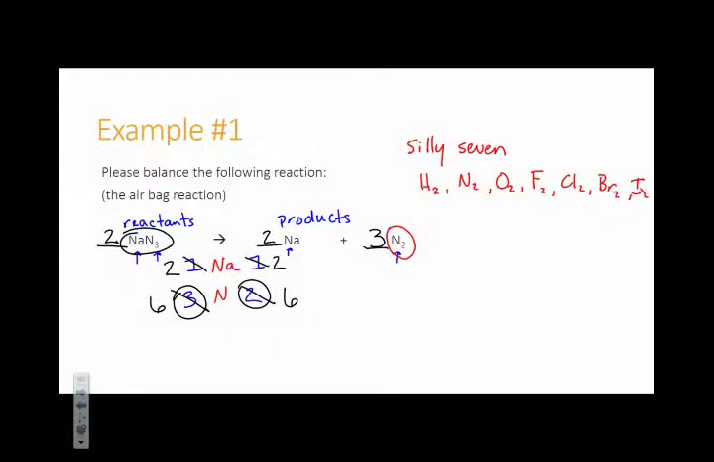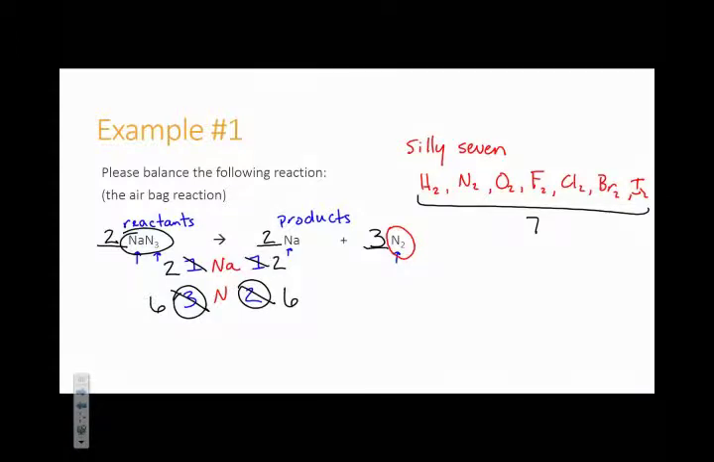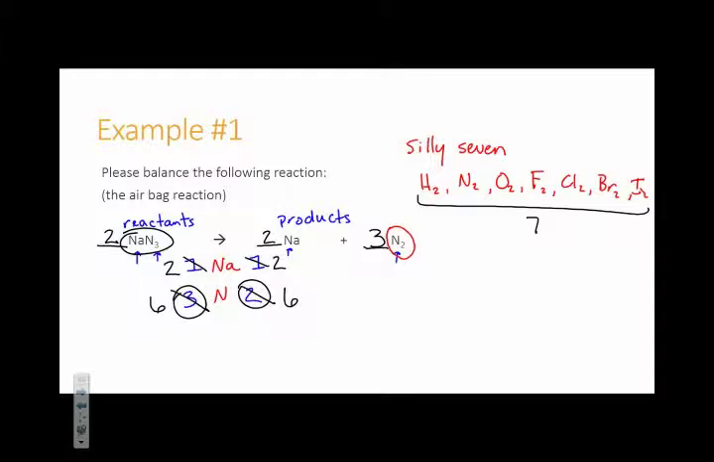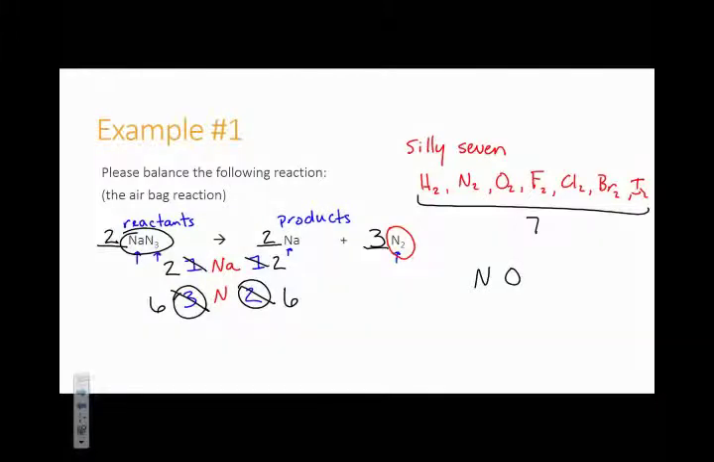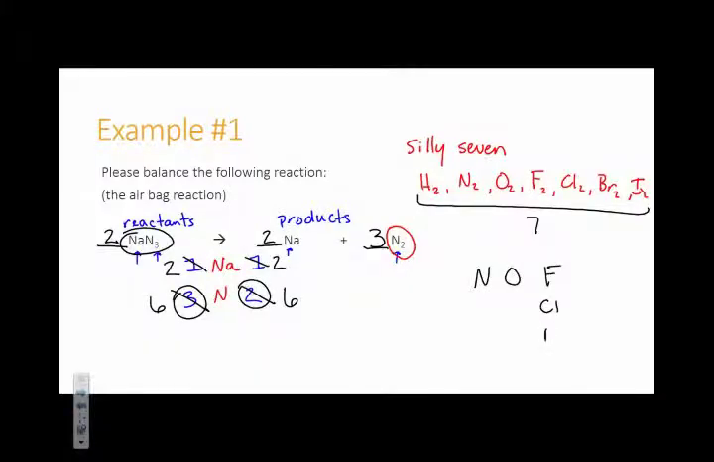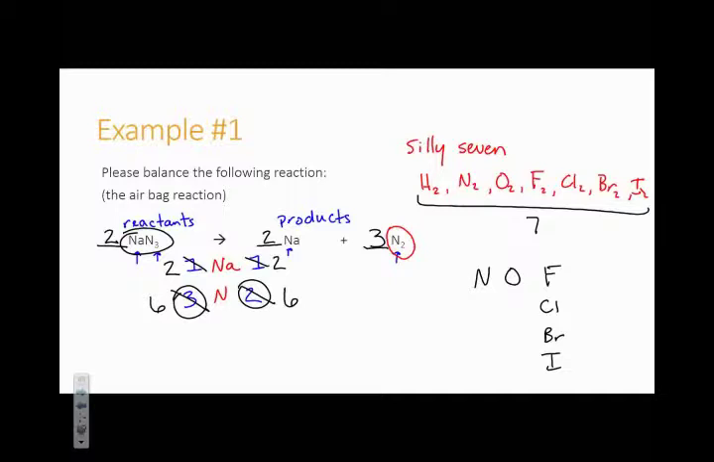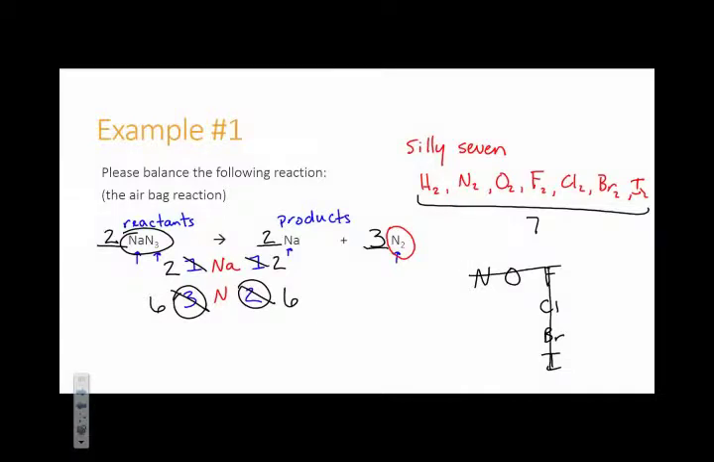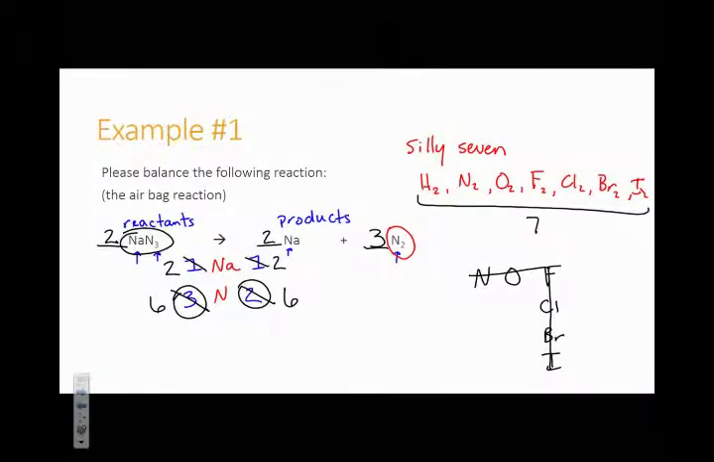Part of why they're called the Silly 7 is because there are 7 of them. And the other reason is that you look at the periodic table and you find nitrogen, it is element number 7. And if you go from nitrogen, oxygen, fluorine, chlorine, bromine, iodine on the periodic table, guess what? It makes a 7. Whew, good way to remember that.